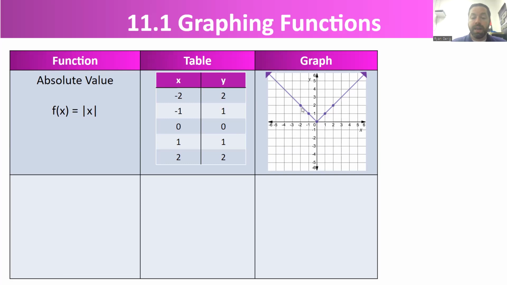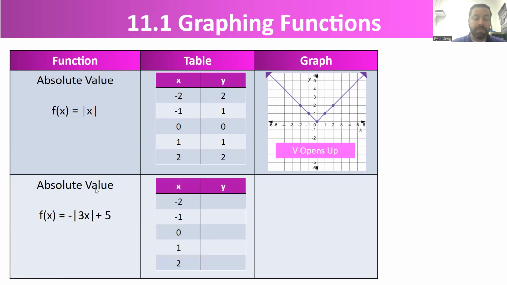And this one, it doesn't have a curve to it. It's straight. Both of those are straight. It looks like a V. Whereas the parabola looks like a U, this is a V. And this one, because the number in front of the absolute value is positive, it opens up. Here we have a negative in front of the absolute value, which you can probably guess what it's going to do, but let's go ahead and take a look.